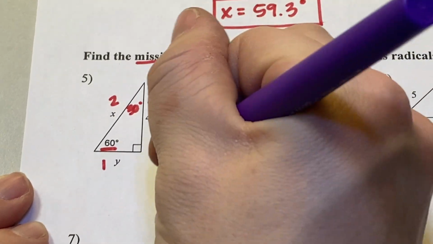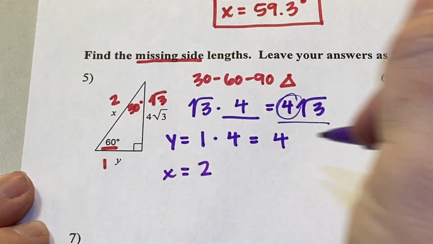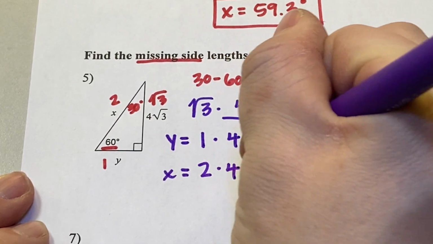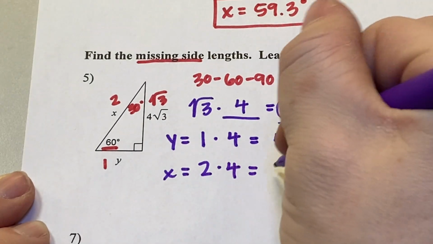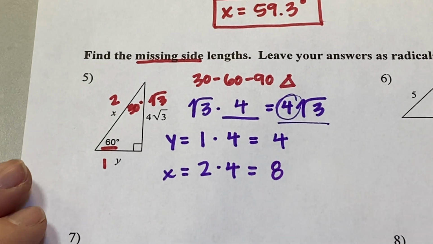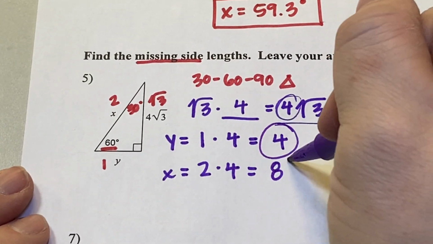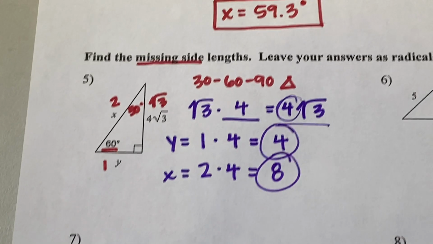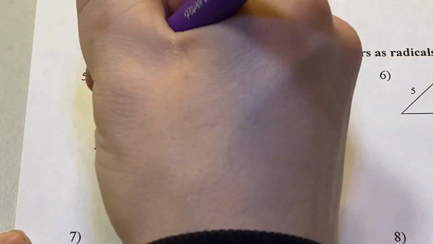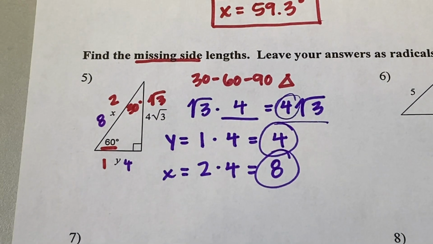My other missing side is x. It started out as 2, but now I have to multiply it by 4. What's that side going to turn into? Good job, you guys. And look at that. You found your two missing sides: 4 and 8. Y became 4. X became 8.